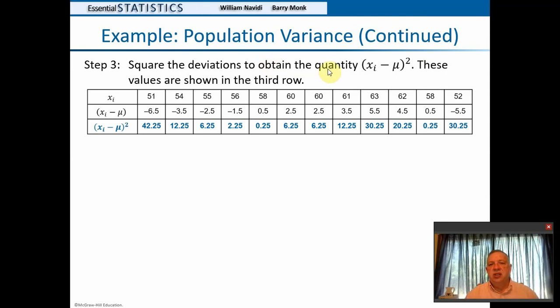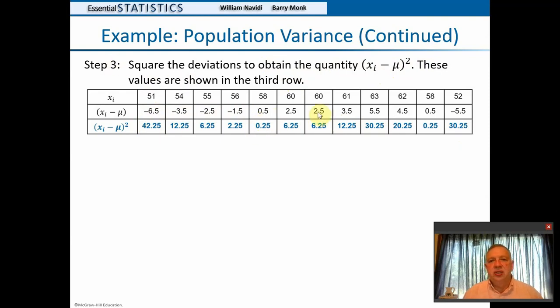So square the deviations to obtain the quantity x sub i minus mu squared. These values are shown in the third row. So these are just squares of this value, each one of those, and notice that the bigger the distance is for that data point from the mean, the bigger the squared value is. Those that are pretty close contribute very little.